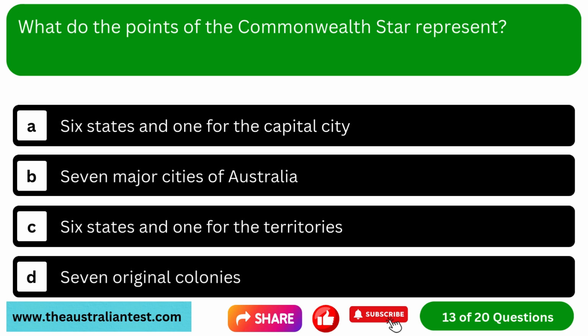Question 13. What do the points of the Commonwealth Star represent? Option A, 6 states and 1 for the capital city. Option B, 7 major cities of Australia. Option C, 6 states and 1 for the territories. Option D, 7 original colonies.